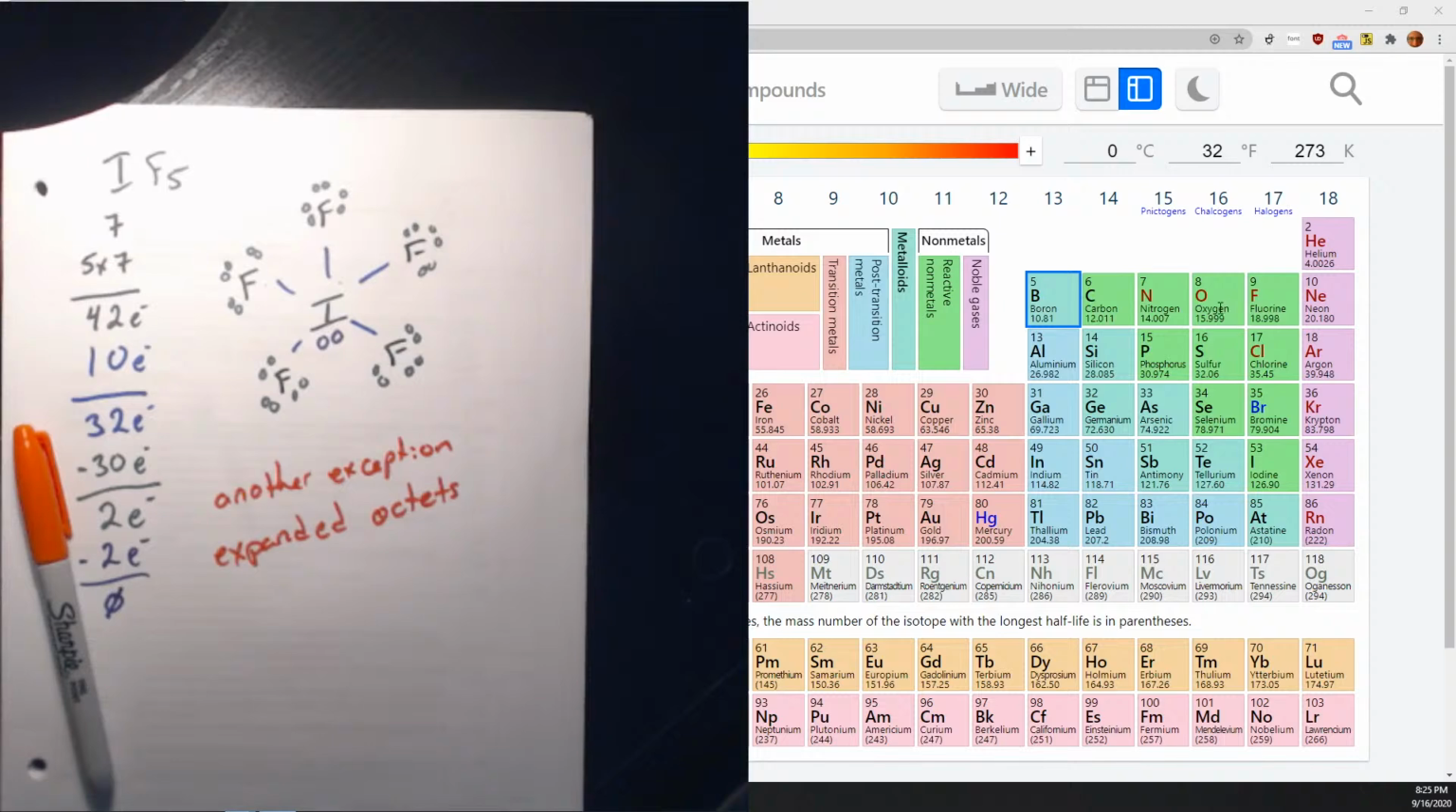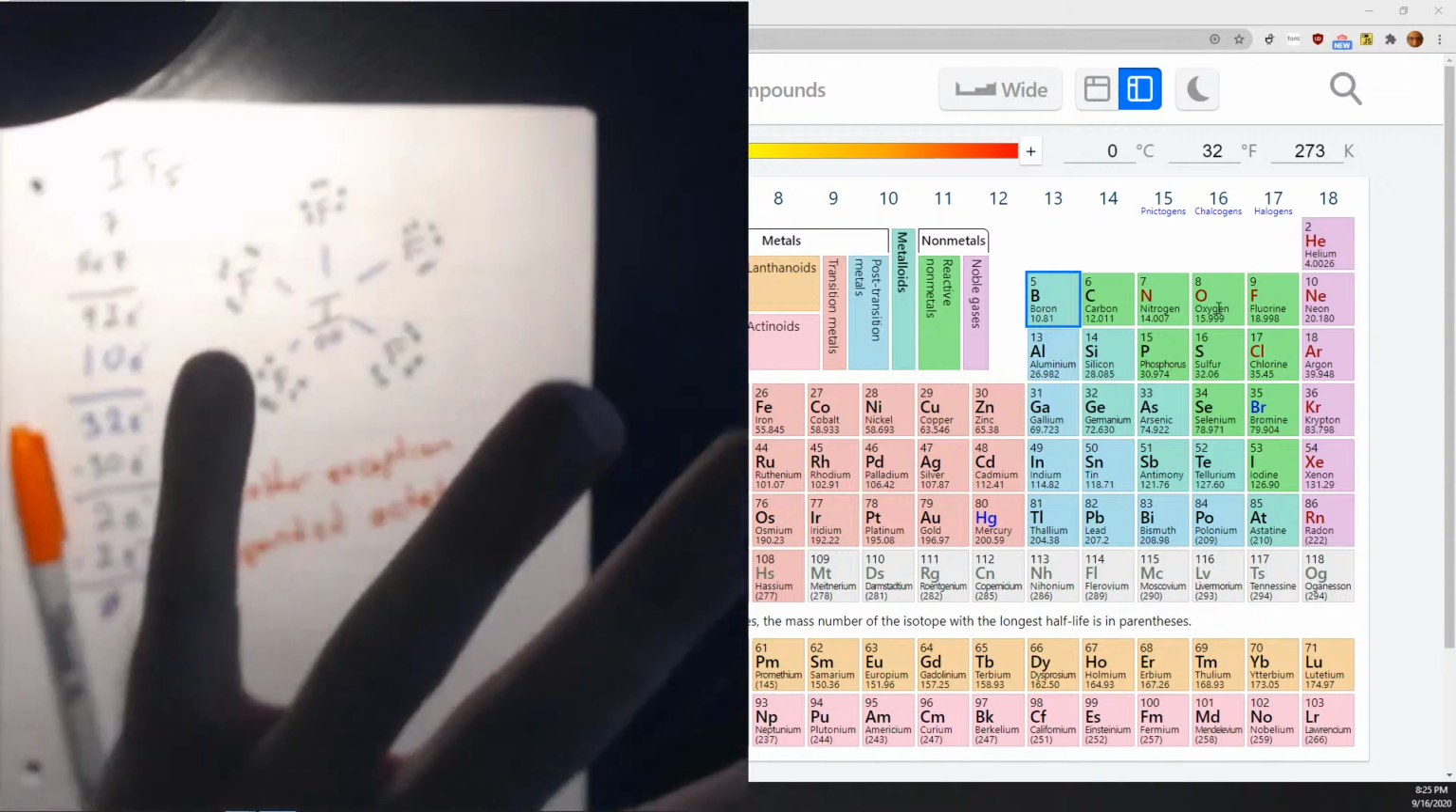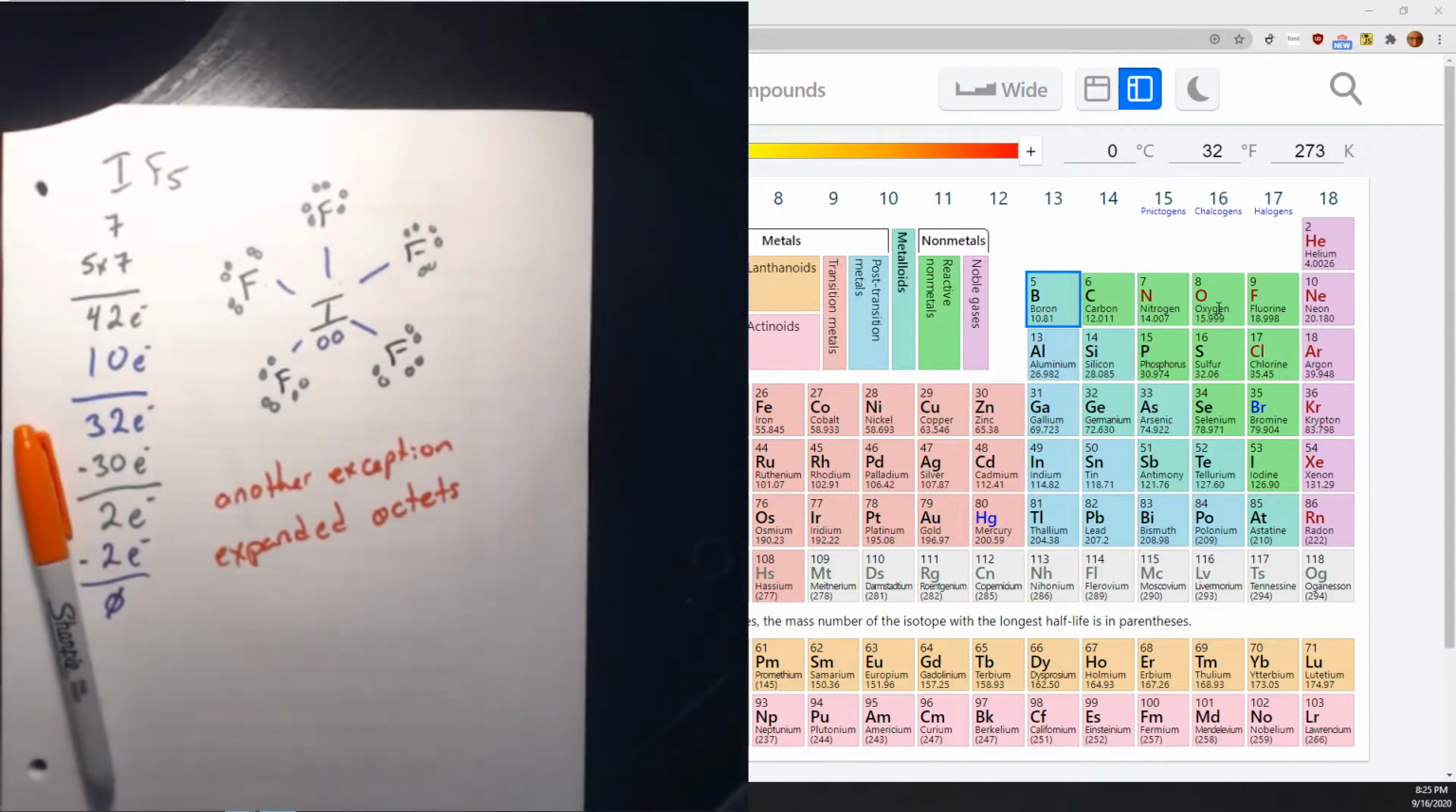But the 2nd row can't do that, because the D subshell isn't available until you get to the 3rd energy level. So that's an expanded octet, not a problem. But 2nd row, it has to stop at 8. Absolutely no exception. Has to stop at 8. That's a hard and fast rule. Likewise, hydrogen stops at 2. So that is your other exception to the octet rule.